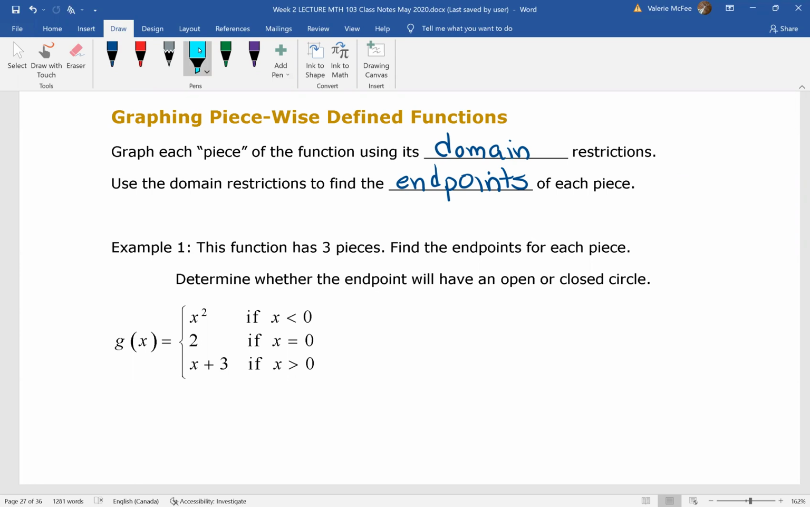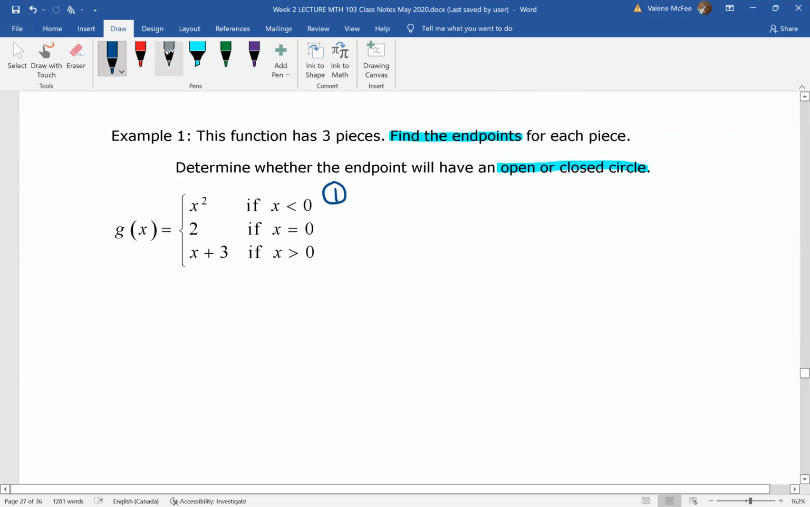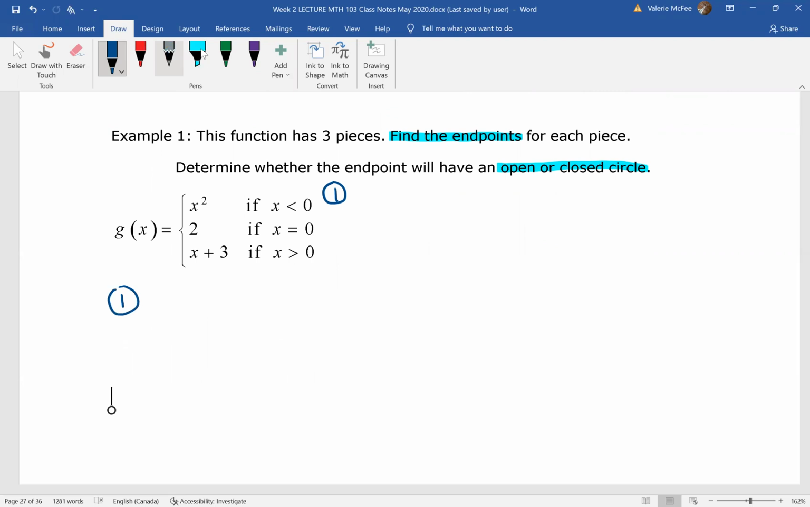So we're going to find the endpoints. We're going to use the domain restrictions to find the endpoints. And then we're going to decide if we need an open or closed circle. So let's start with the first piece. I like to label what I'm doing because that way I can keep track of all of the different equations I'm writing. So for the first piece, I see that I have a 0 for my x restriction, my domain restriction. That means I'm going to find the f of 0.